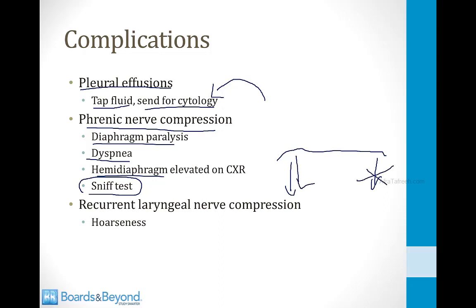the other side will go down and it'll push the diaphragm up on this side. So you'll see paradoxical movement, meaning the affected side goes up instead of down. And that's the sniff test, and it's a way to diagnose phrenic nerve problems. You also can sometimes get compression of the recurrent laryngeal nerve, which runs near the lungs, and if this happens, the patient can develop hoarseness.